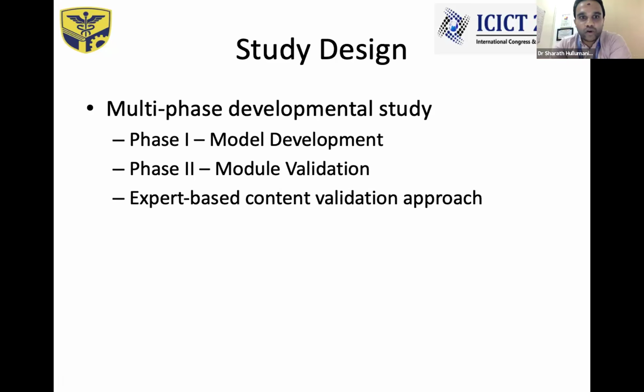And the study design, as already told, is a multi-phase developmental study. In this, we have two main phases. The first phase is model development, and the second phase is model validation. This validation is mainly done by the expert-based content approach. By the experts only, this particular model will be validated. That procedure I will tell further.